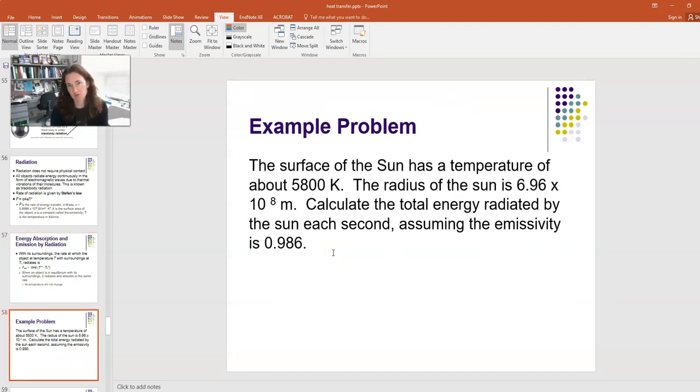Let's do a quick example problem here so we can kind of cement these ideas in. The surface of the sun has a temperature of about 5,800 Kelvin, and the radius of the sun is 6.96 times 10 to the 8th meters. So calculate the total energy radiated by the sun each second, assuming it has an emissivity, E, of 0.986.